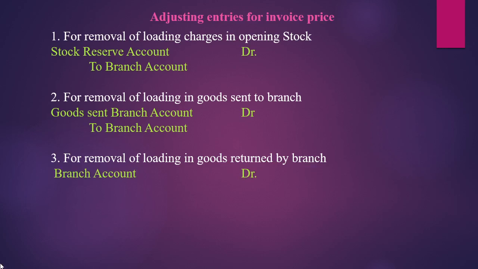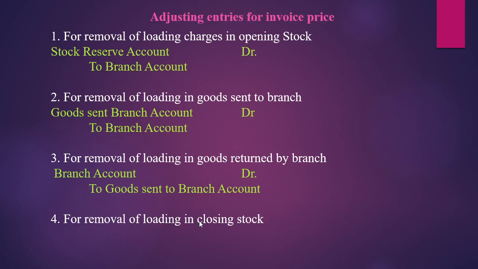So here, branch account debits to goods sent to branch account. The reverse entry we are going to prepare. And the last one, for the loading charges on the closing stock, here branch account debits to stock reserves. Here, you should know that on the opening stock, the loading charges will be transferred to stock reserve account, and for the closing stock, the loading charges will be transferred to stock reserves. And the rest of the two entries, goods sent to branch and goods returned by branch, will be cancelled.